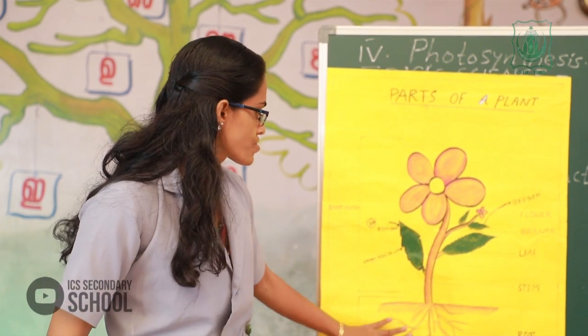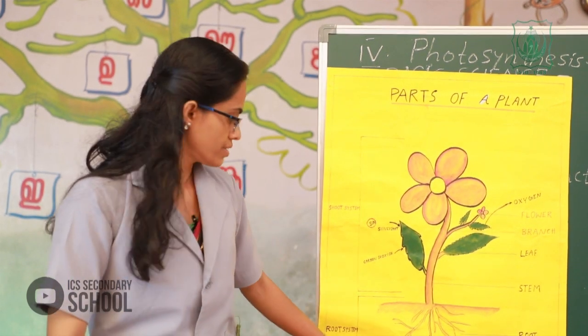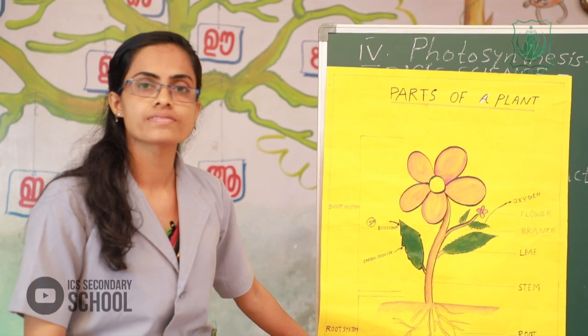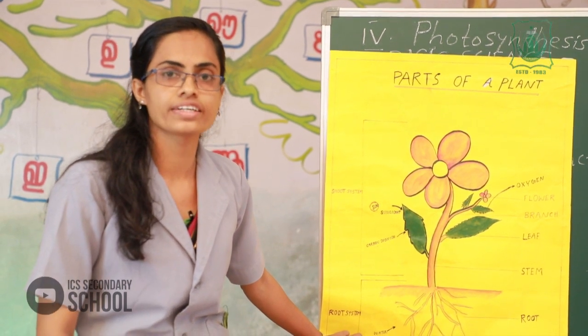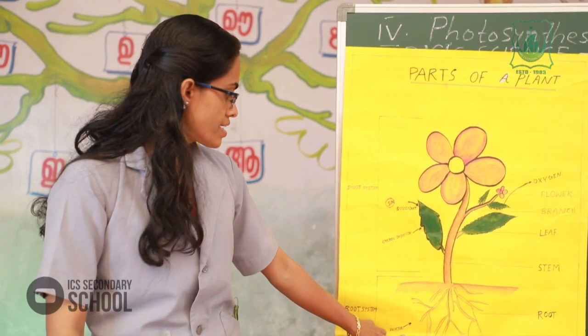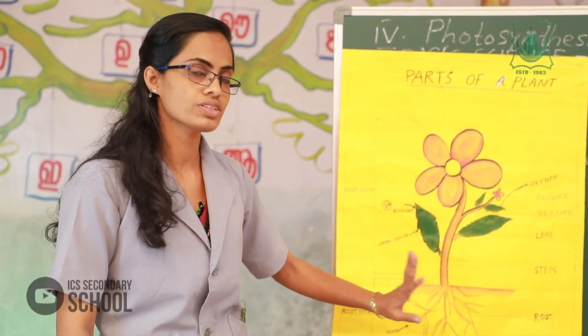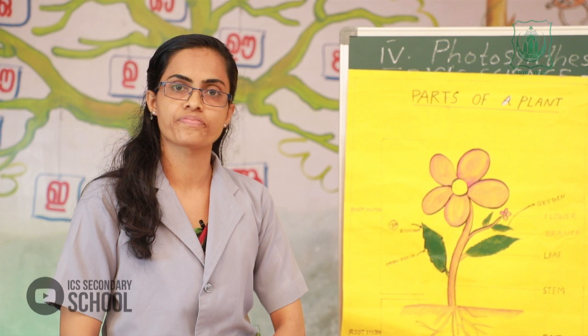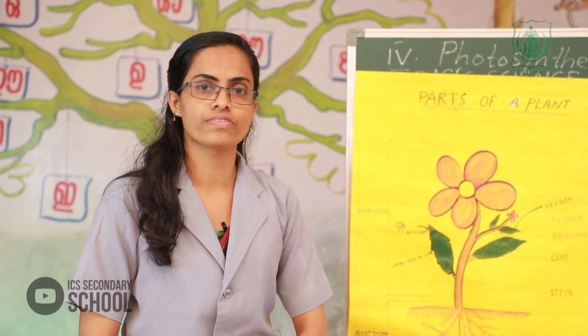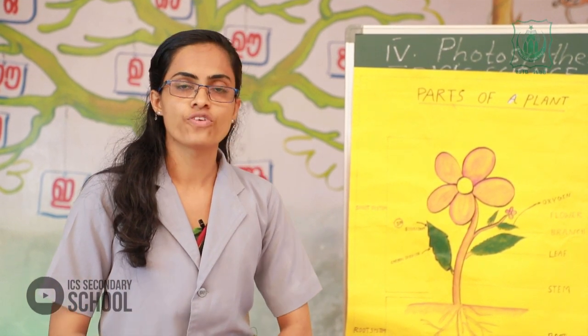Then in this picture, listen here, the green leaves need water, air, minerals and carbon dioxide to make food. Okay. Now all of you understood what I say. Then what is photosynthesis? Okay. Please listen to me.